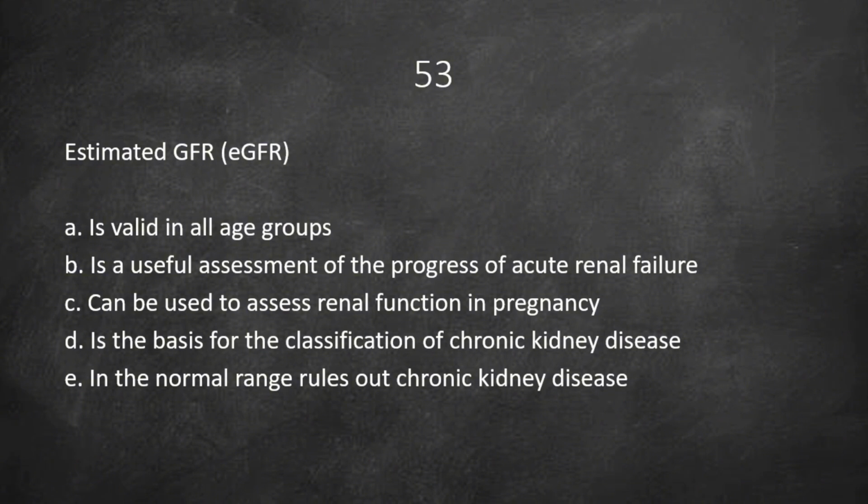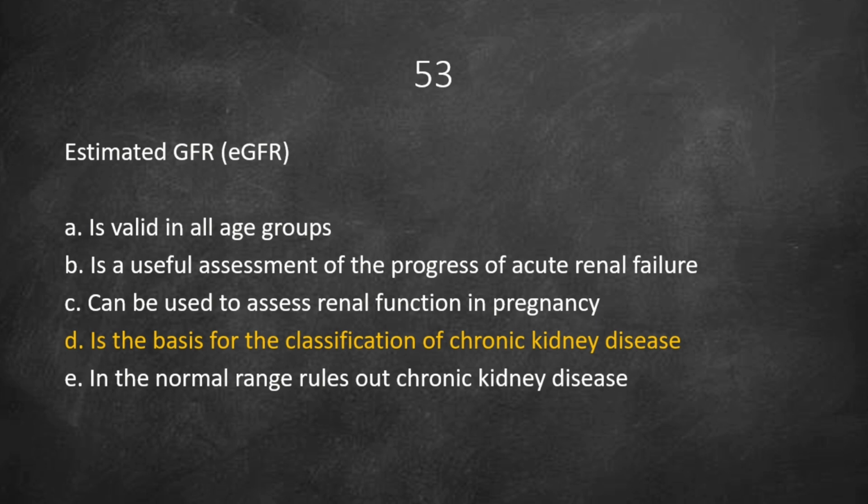Estimated GFR, that's eGFR: A, is valid for all age groups; B, is a useful assessment of the progression of acute renal failure; C, can be useful to assess renal function in pregnancy; D, is the basis for the classification of chronic kidney disease; and E, the normal range rules out chronic kidney disease. Okay, so let's analyze our options, but first of all, the answer for 53 is D, is the basis for the classification of chronic kidney disease.